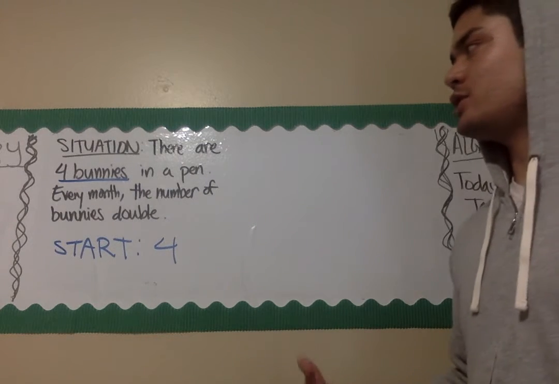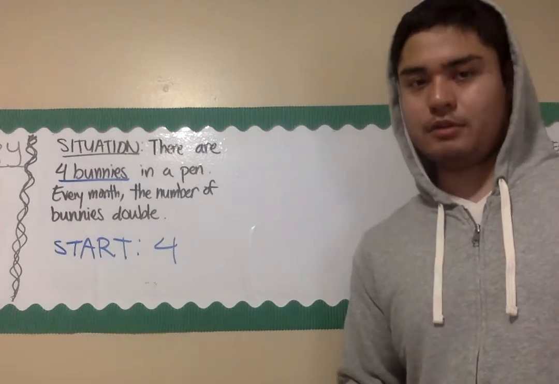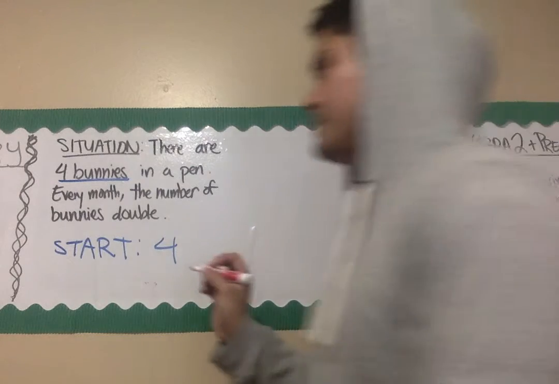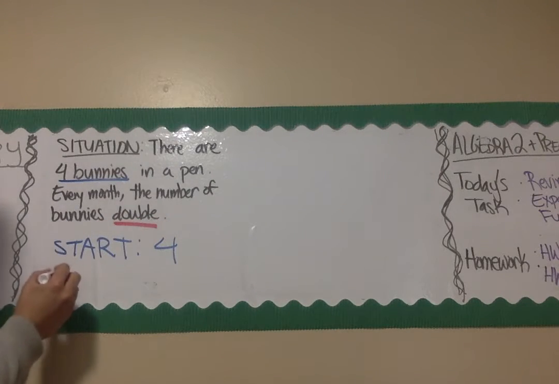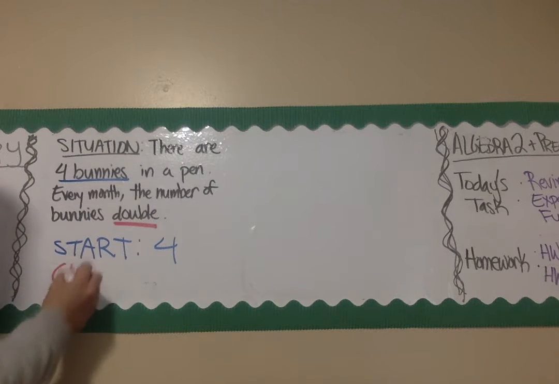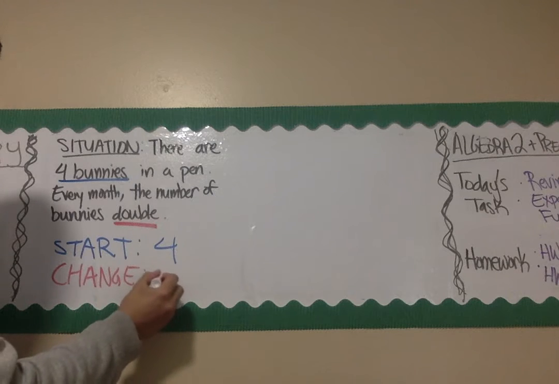Now, what is the change in my situation? Well, every month, the number of bunnies double in population. Double is the key word. Double means it's multiplying by 2. So the change is times 2.